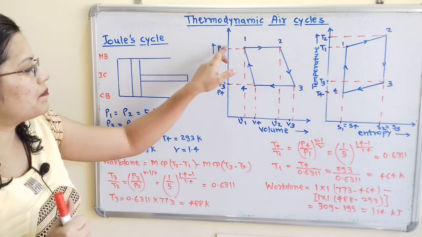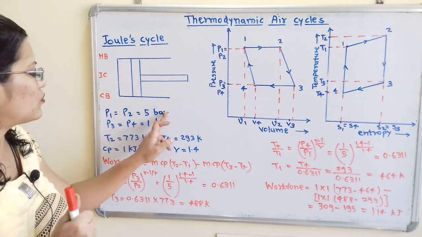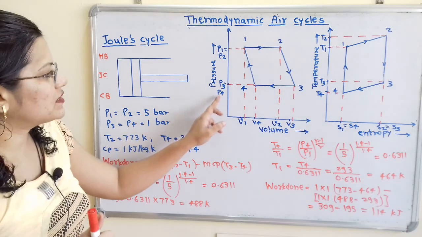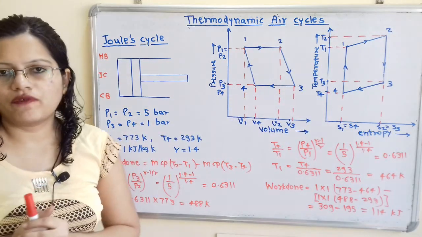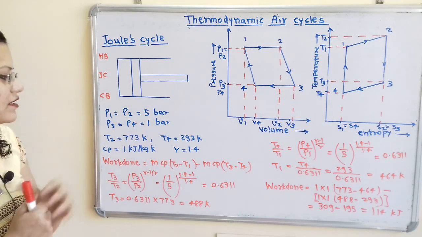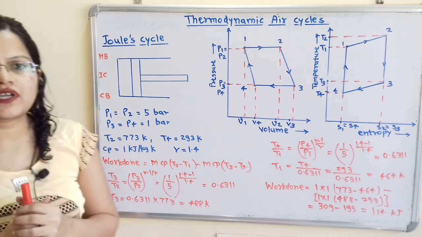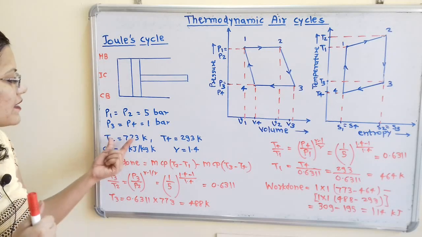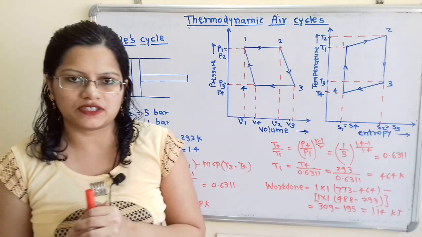So we can say that P1 is equal to P2 is equal to 5 bar, and P3 is equal to P4 is equal to 1 bar. So we have to write that. Then the temperature is also given. So temperature at the beginning of isentropic expansion.